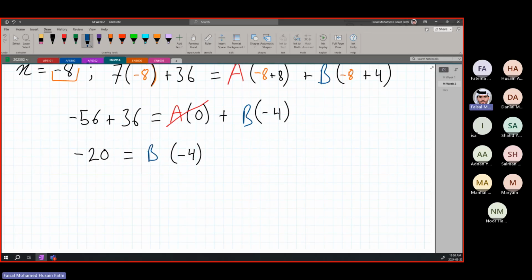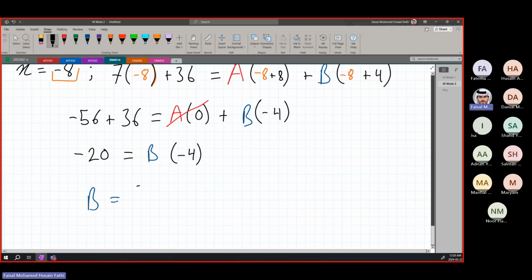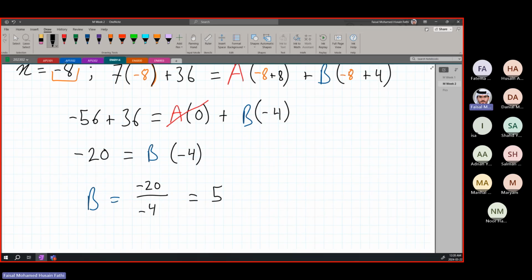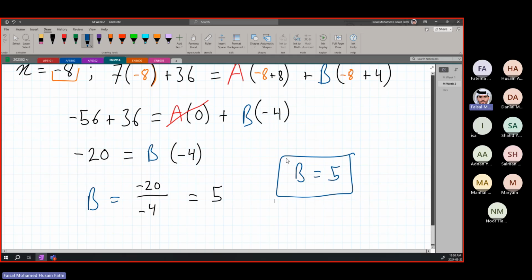So B, if we simplify, we divide both sides by minus 4. B is going to be equal to minus 20 over minus 4, which is equal to minus 20 divided by minus 4 is just 5. We found that B is equal to 5. So we found our first value, which is B in this case.